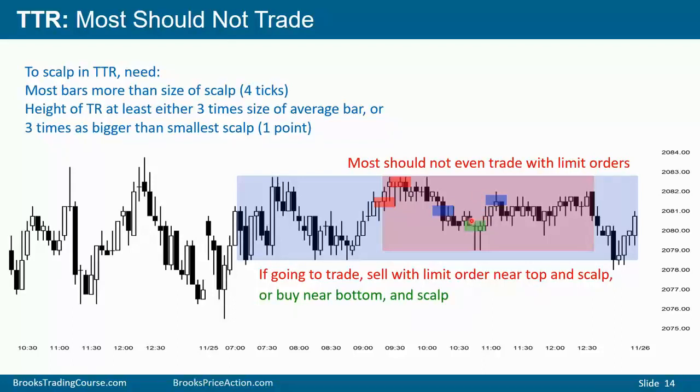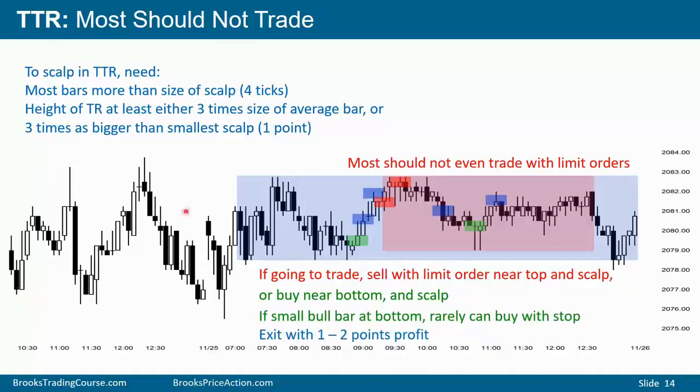If you're a bull, you want to be buying below bear flags near the bottom. Here's a low 2 bear flag in the bottom half of the tight trading range. Some bulls will buy with a limit order below that bear bar or at the prior low, at this low, and then they'll scalp out for 1 point. Sometimes you'll get a small bull bar in the bottom of the trading range and you can buy with a stop and then scalp out. And if you're buying low enough, sometimes you can even make 2 points.